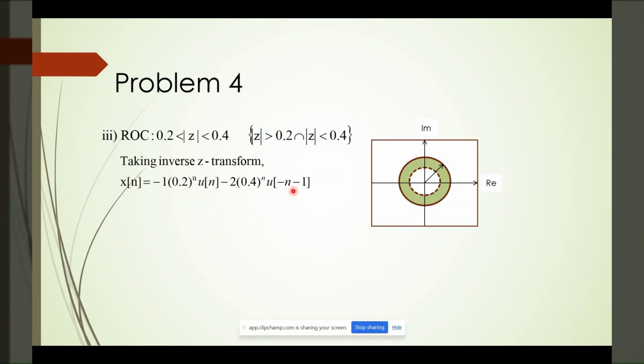I hope you got an idea of how the discrete time sequence varies based upon the region of convergence. The signal appearance also matters, so we have to consider this while going for discrete time sequence analysis using the inverse Z transform partial fraction method.